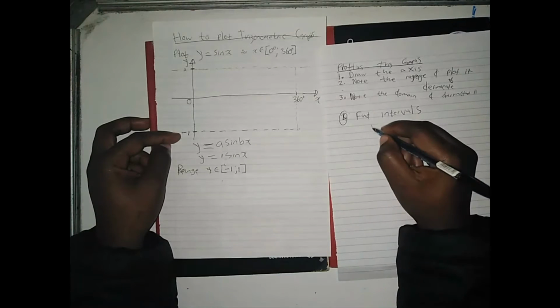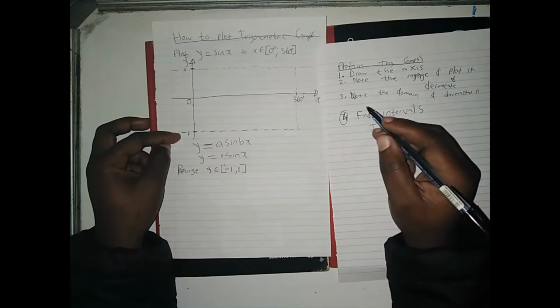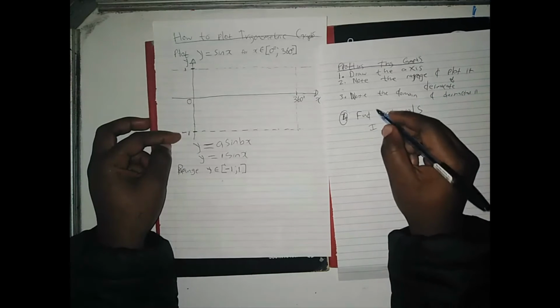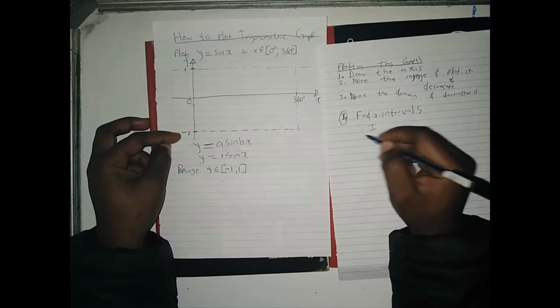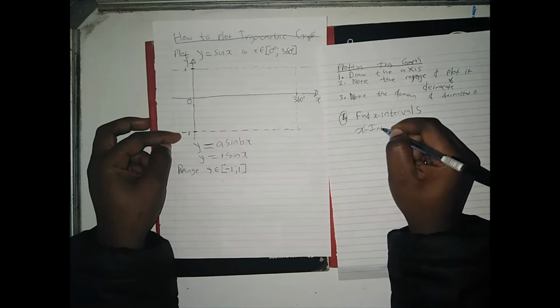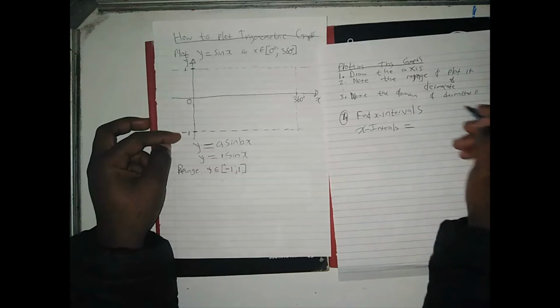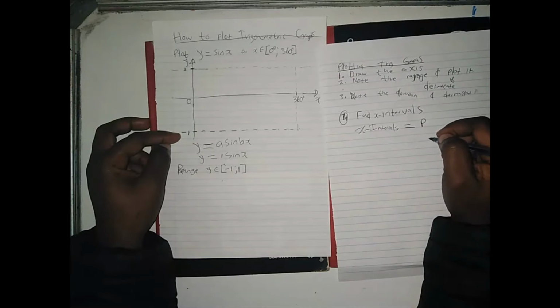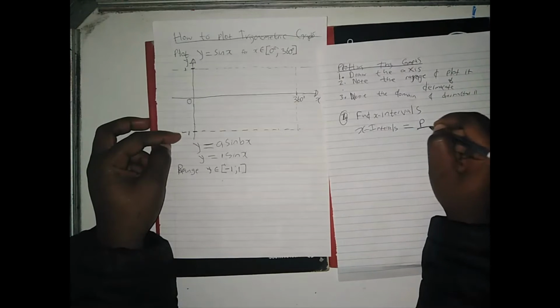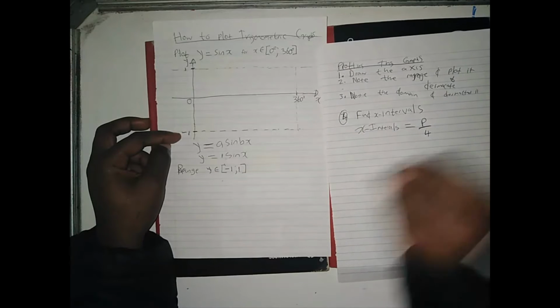Find the interval. So how do you find the interval? You use a formula that says intervals, not just intervals of what? It's x intervals. Find x intervals. Remember, it's not intercept, it's intervals. You take a period, whatever the period is, and then you need to divide it by 4. This is what you always do when you are finding the x intervals of any trigonometric graphs.